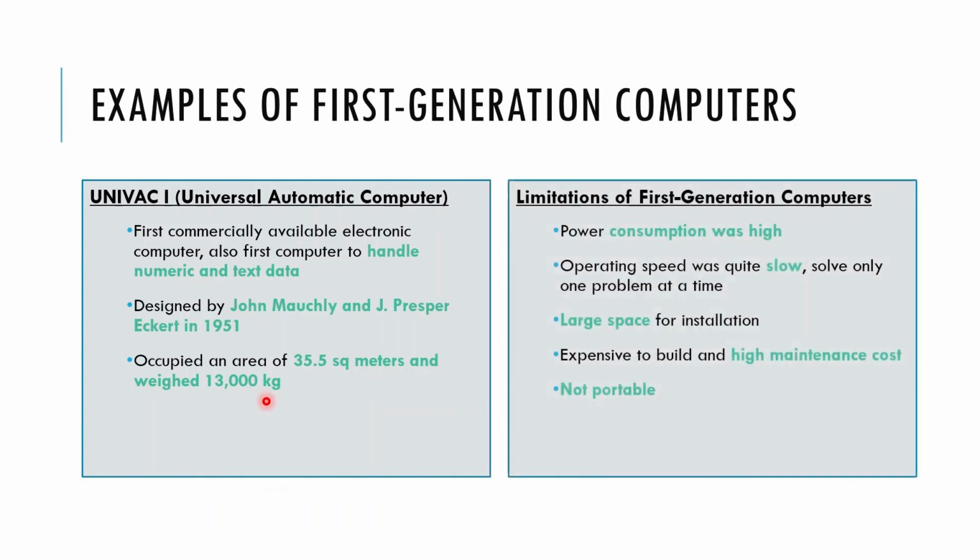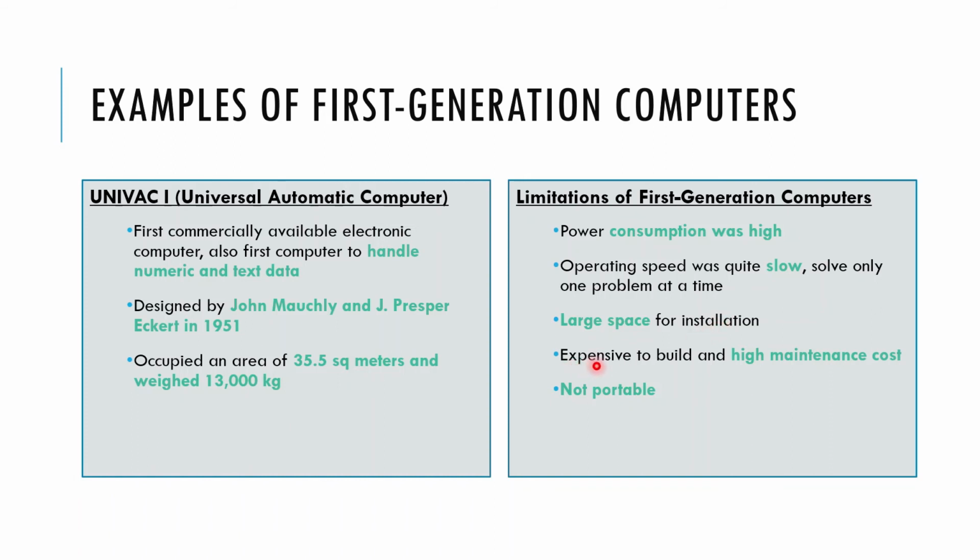Now, let us take a look at some of the limitations of first generation computers. The first limitation of the first generation computers is that power consumption was high. As we discussed, the main component in the first generation computer was the vacuum tube, which produced a lot of heat, as a result of which the power consumption was very high. Operating speed was quite slow, used to solve only one problem at a time. They were very bulky, very huge in size, so they used to take large space for installation.